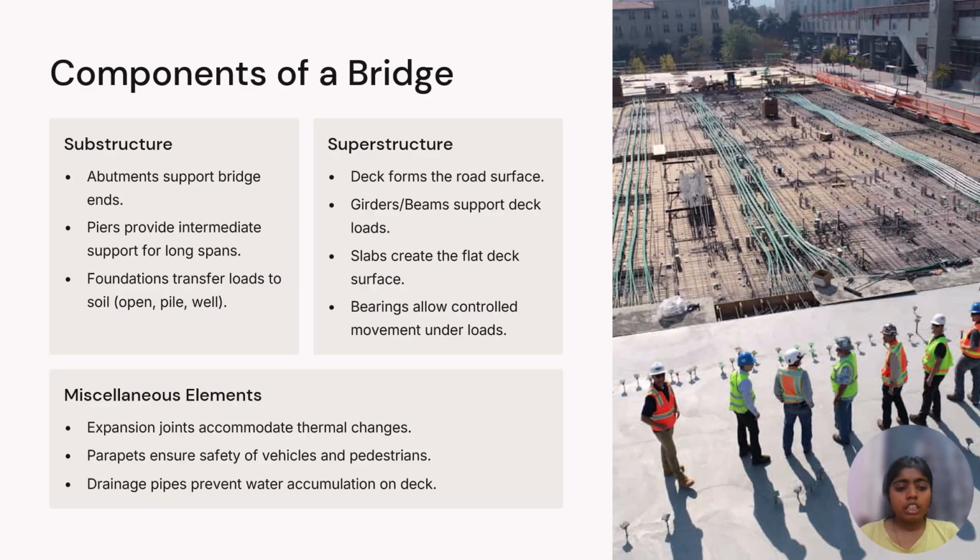The miscellaneous elements are: expansion joints, which accommodate thermal changes; parapets, which ensure safety of vehicles and pedestrians; and drainage pipes, which prevent water accumulation on the deck. When the bridge is made, there should be drainage and expansion joints, and the accommodation should be smooth and should not harm people while traveling. Parapets are the lines you usually see on bridges, which help reduce the speed of vehicles on the road. So parapets are also very important. These are the components of a bridge.